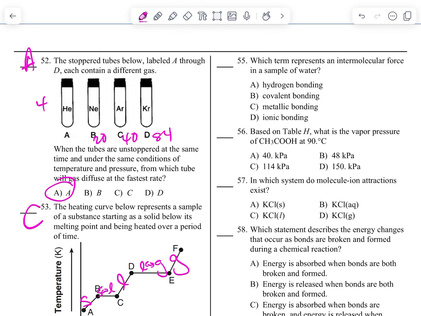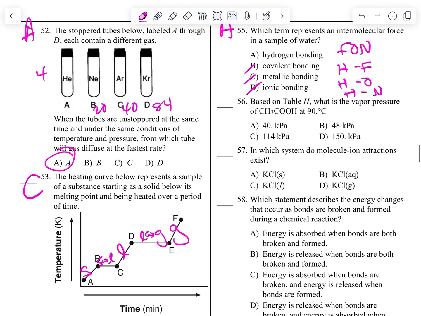Which sample represents an intermolecular force in a sample of water? So intermolecular forces are not bonding, even though it's called bonding. Covalent, ionic, and metallic are bonds. So hydrogen bonding is an intermolecular force. Hydrogen bonding is fun, which is hydrogen with something very polar, and you look for the electronegativity differences to be very large.